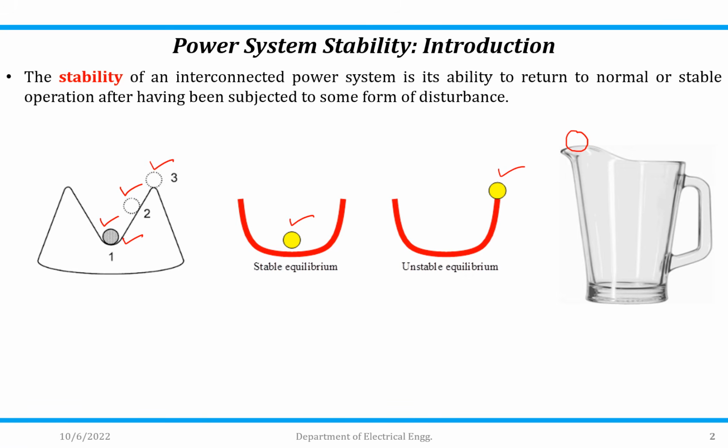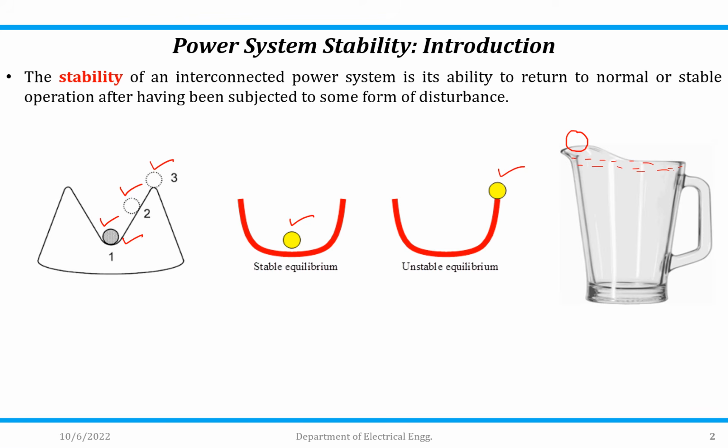But if the pitcher is filled with water close to its brim, that is, the water is filled up to this level, up to the brim, and now we drop the same marble into the pitcher, what happens in this case? The water will splash out, which indicates that the system is unstable.